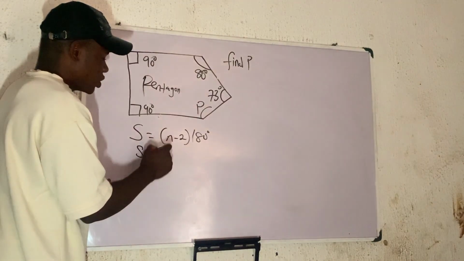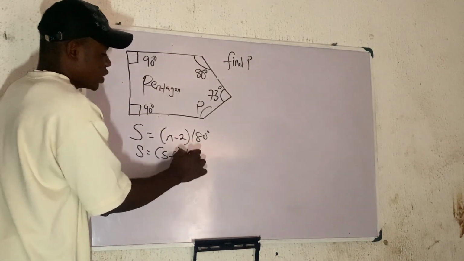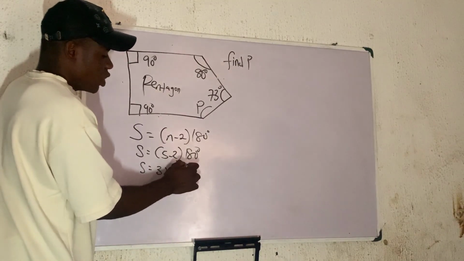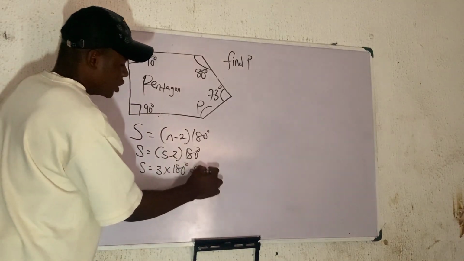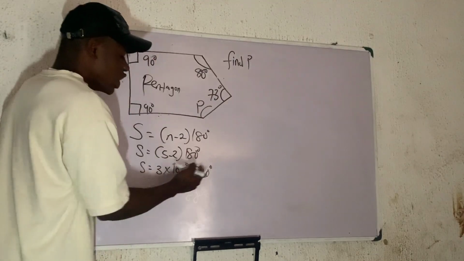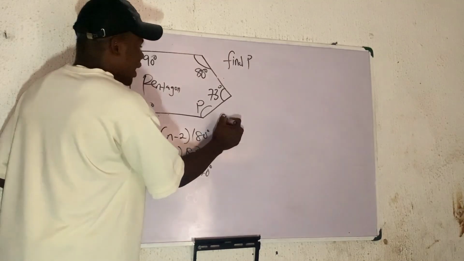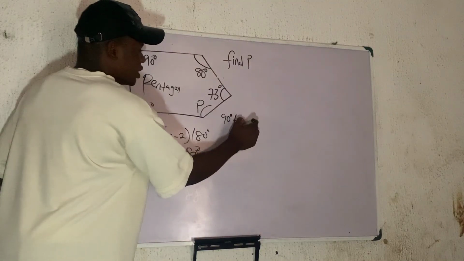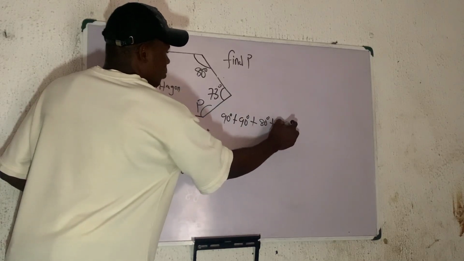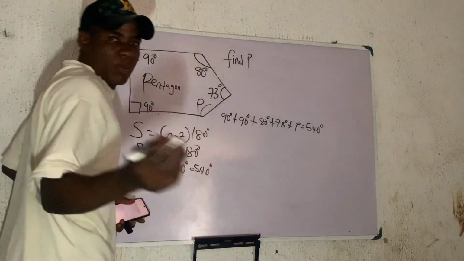So the sum is equal to 5, which is the number of sides, minus 2, times 180 degrees. 5 minus 2 is 3, times 180 degrees, which gives me 540 degrees. What does this mean? It means that whenever I add everything inside here, it must give me 540 degrees. So I will say 90 degrees plus 90 degrees plus 80 degrees plus 73 degrees plus P is equal to 540 degrees. I hope you understand.